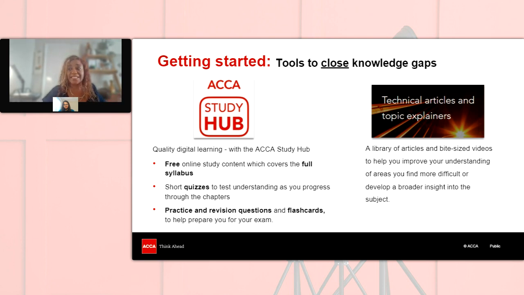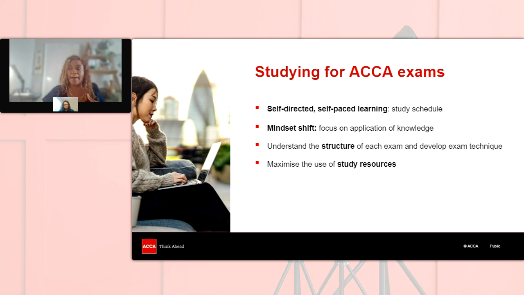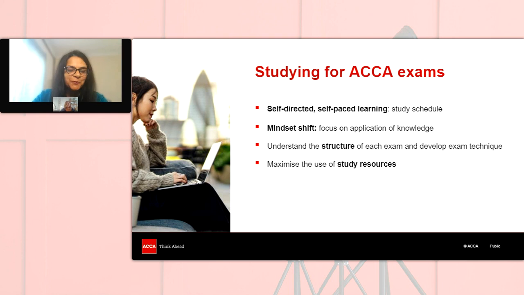Now, once these gaps have been identified and closed, Afaf, I'm going to ask you, what tips are we going to give these students who are ready to get stuck in and get started on their first ACCA exam? Yeah, so I think, and it's the 3rd of October, so I'm sure you've all started planning now. So this is exactly the stage that most of you might be at.